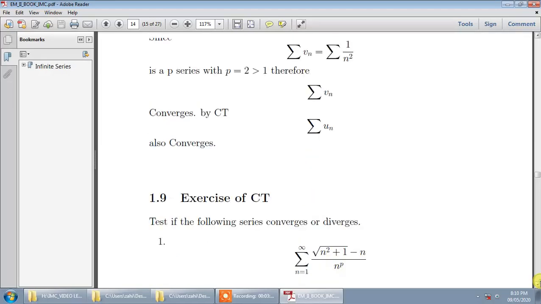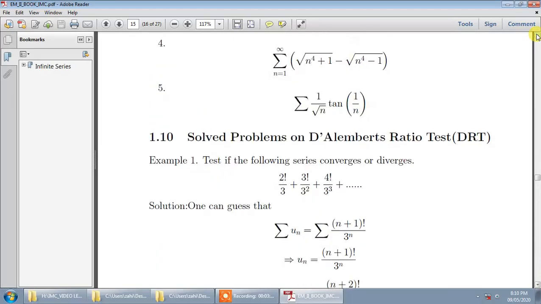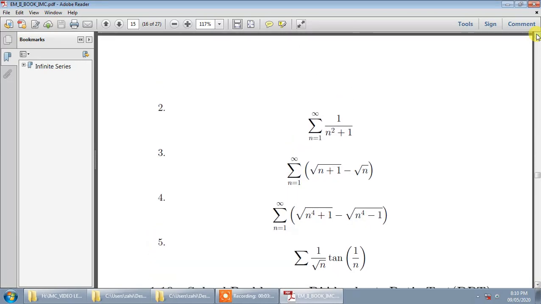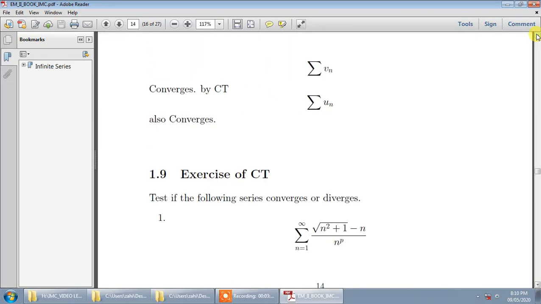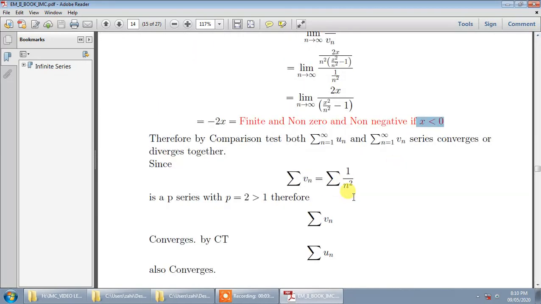Okay, now what is the next part? Let me now have a discussion on summation vn. So comparison test holds if x is less than 0. So by comparison test, both summation un and summation vn converge or diverge together.